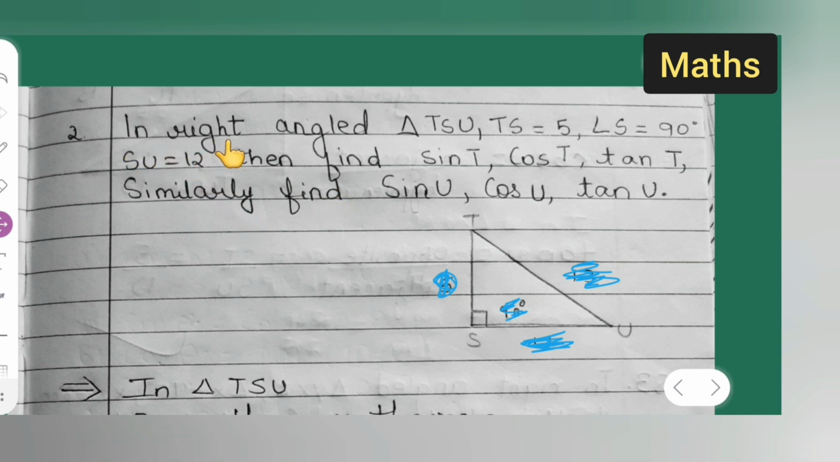See, this is a right angle triangle TSU. This is T, this is S and this is U. Now TS is how much? TS is 5. So TS is nothing but 5. Now angle S is how much? Angle S is 90 degrees, and SU is 12. We need to find out this.